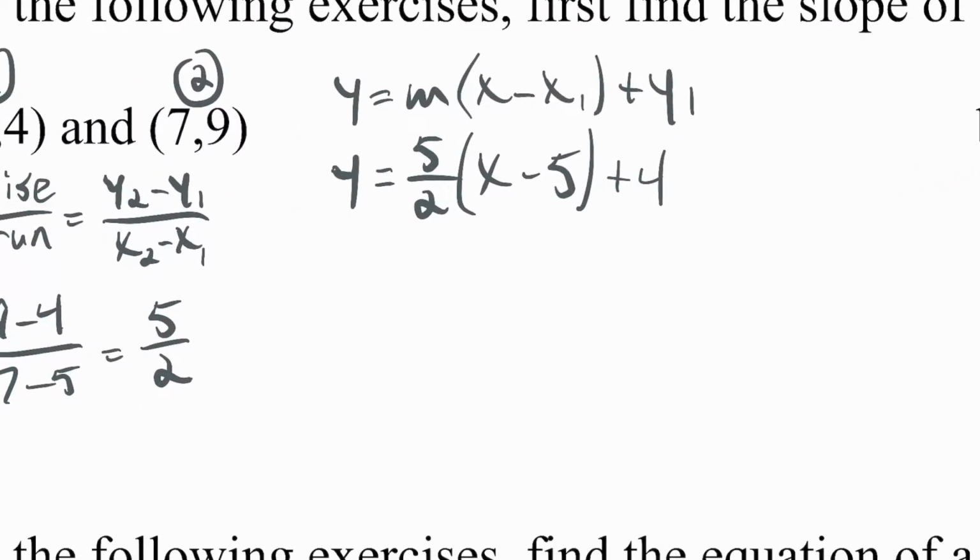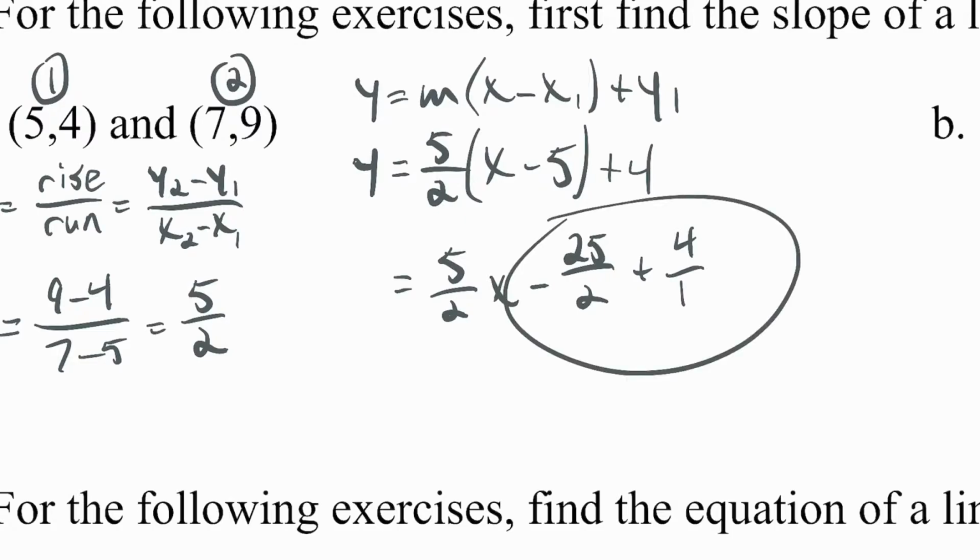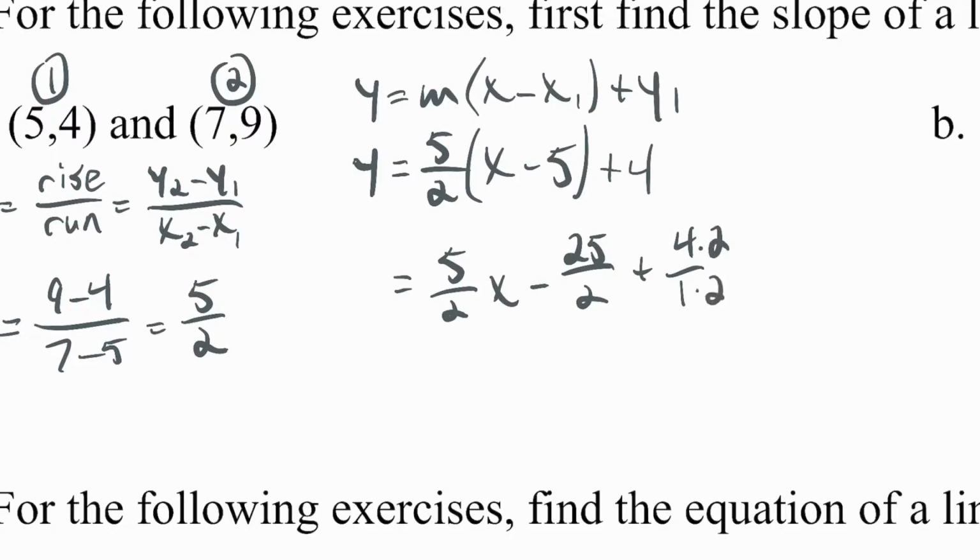What we could do, and sometimes we will need to do this, other times we will not, it depends on the context, is distribute the slope onto the x and the negative 5. So this equals 5 over 2 x minus 25 over 2, plus 4, which I'll write as 4 over 1, because that's going to help me combine the two numbers into 1. I'm going to need a common denominator, so I need to double the top and bottom of this one so it has the right denominator.